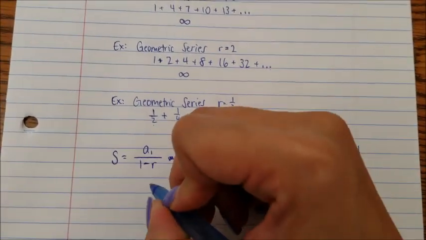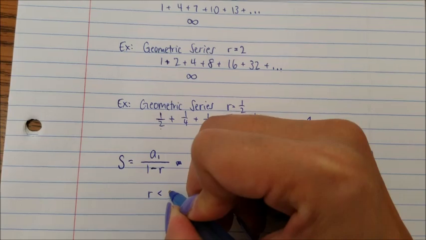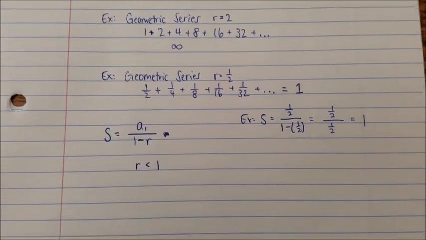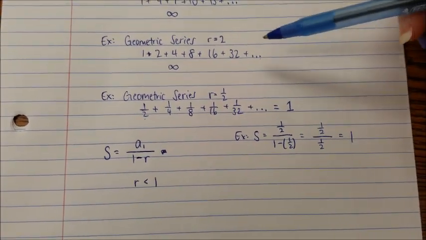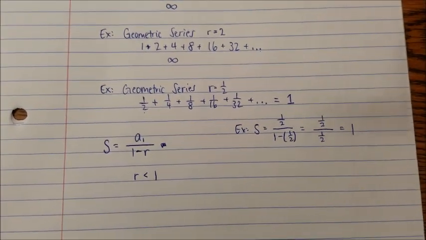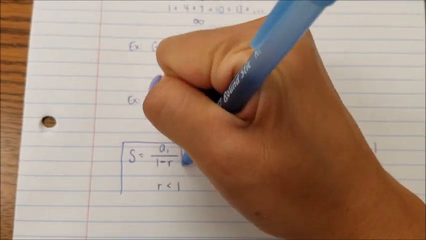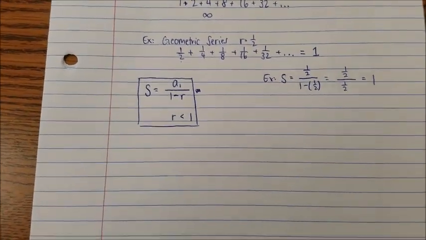Okay, so the only rule for our infinite series formula is that R has to be less than 1 in order for this formula to work. If it's greater than 1, then we end up with something like this, where we keep adding bigger and bigger numbers, which would just add up to infinity, and that doesn't make sense. So this is our formula. Let me highlight this. And I want to do a few more examples.